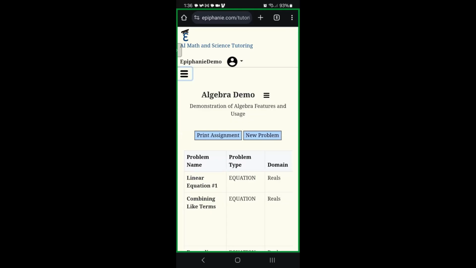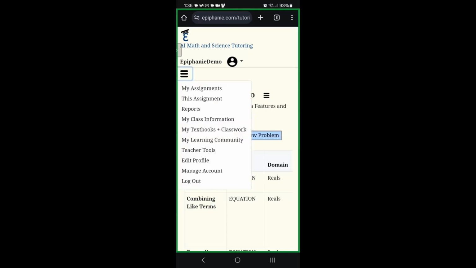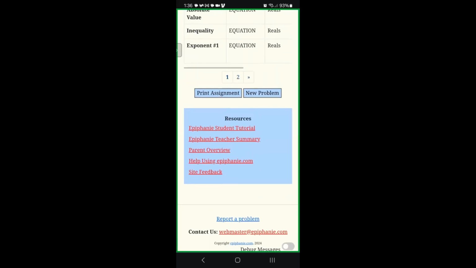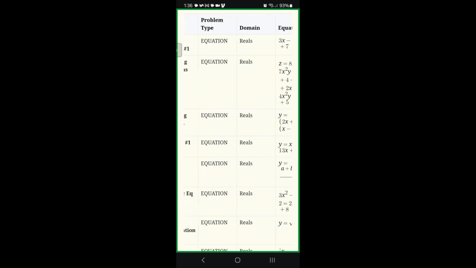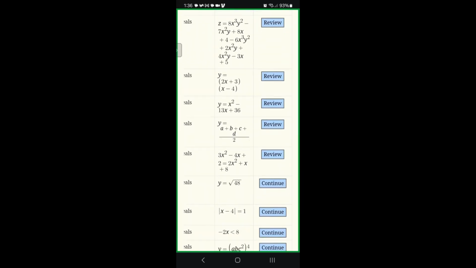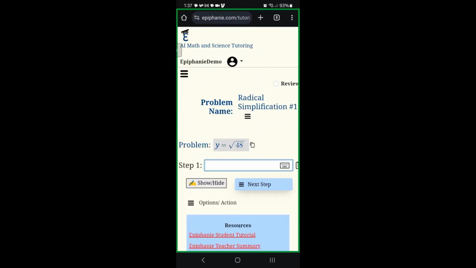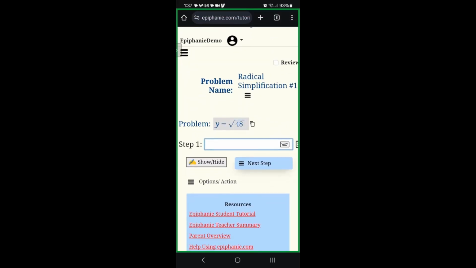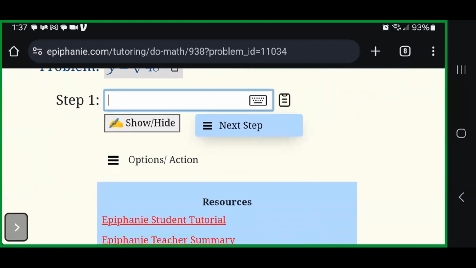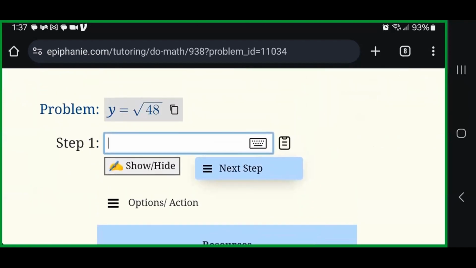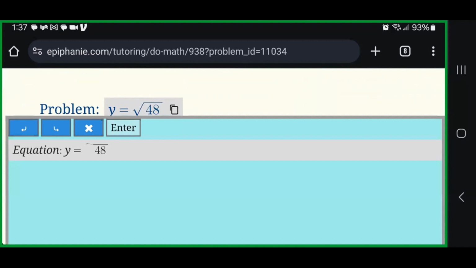And here we are in the mobile view of Epiphany. There's a similar tablet view as well. We have the same types of tabs, but they just show up in different locations. Some of them are at the bottom, some of them are in a drop down. And we're going to continue with that same problem we were just doing. y equals the square root of 48. We're going to simplify this. And I'm going to turn this sideways and look at this in a different view from my phone.